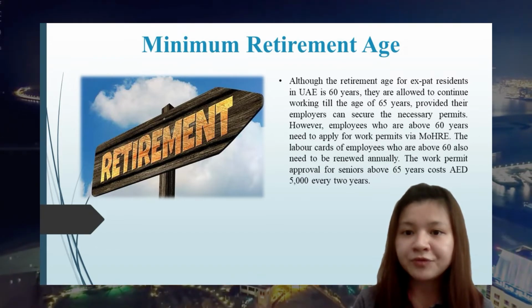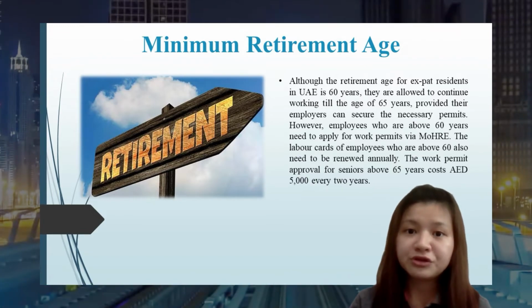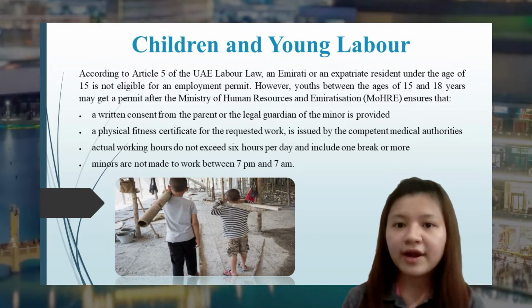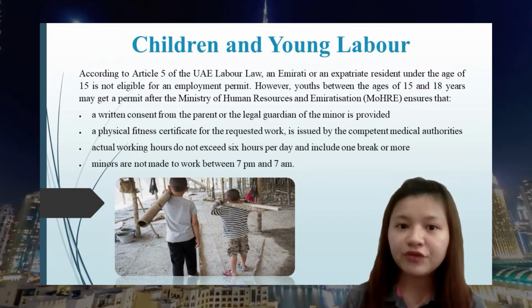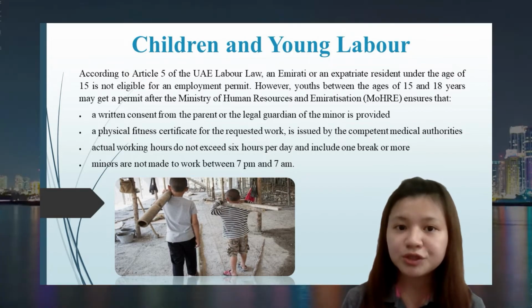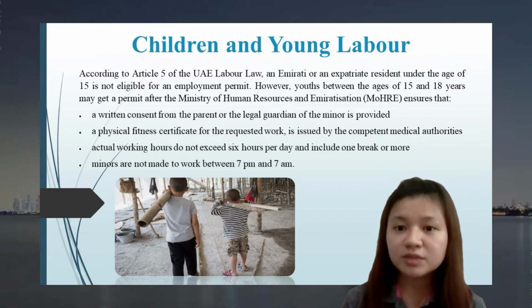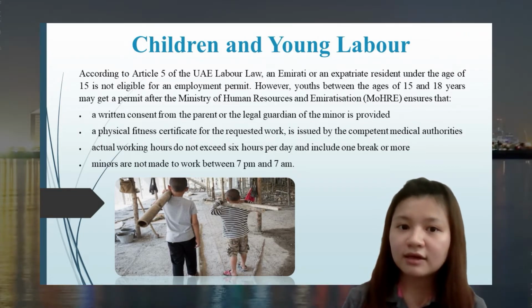The work permit approval for seniors above 65 years costs AED 5,000 every 2 years. Child and labor law. According to the UAE labor law, an Emirati or an expatriate resident under the age of 15 is not eligible for an employment permit. However, youth between the ages of 15 and 18 years may get a permit after the Ministry of Human Resources and Emiratisation ensures that written consent from the parent or legal guardian of the minor is provided. A physical fitness certificate for the requested work is issued by the competent medical authorities.